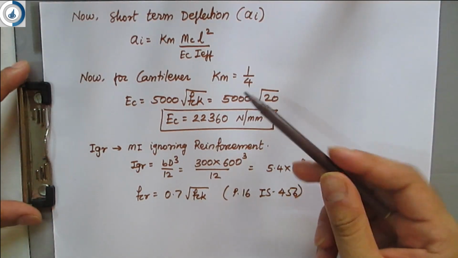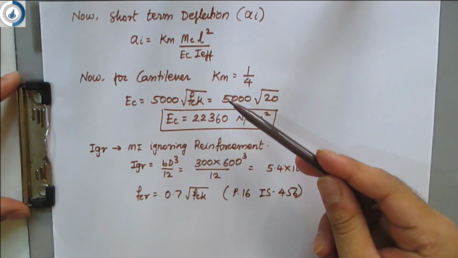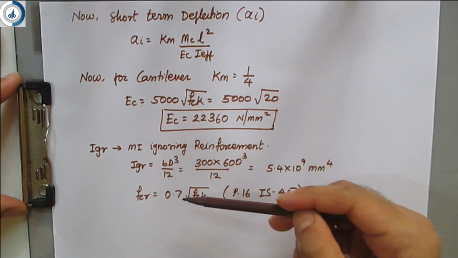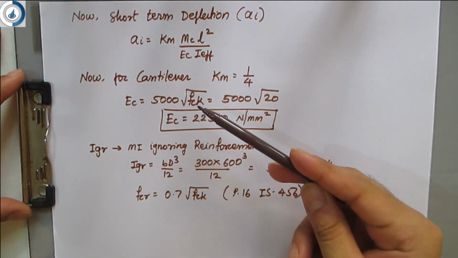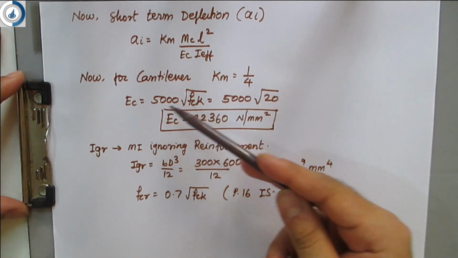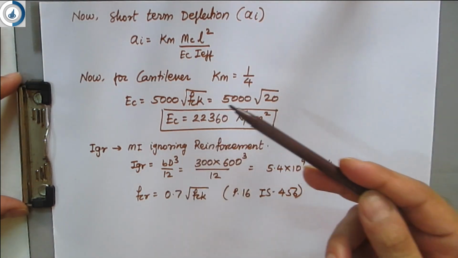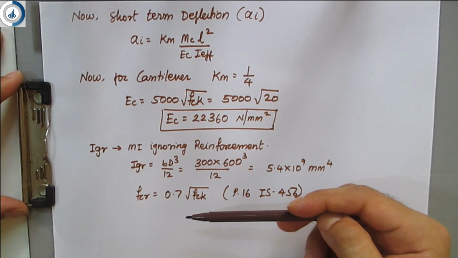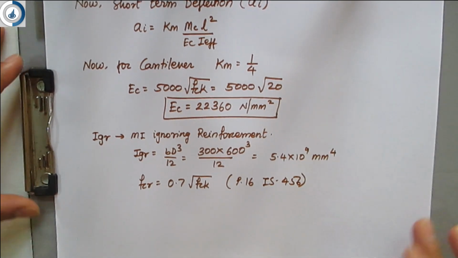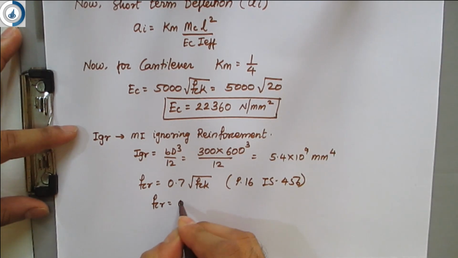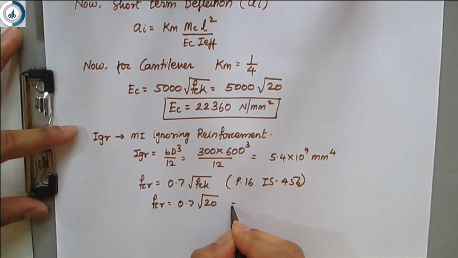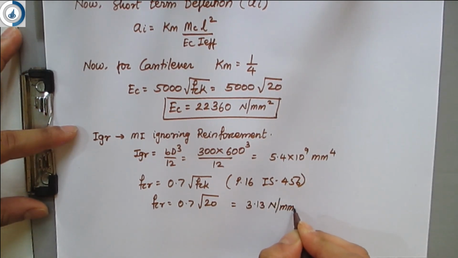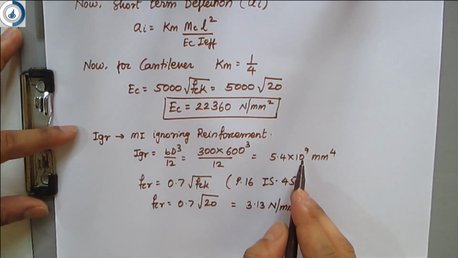So these are the formulas you have to remember, because when you go for competitive examinations or interviews, these are common questions from the RCC chapter. What is the modulus of elasticity for the given grade of concrete? Then you have to remember this formula for solving it in your examinations. So these two formulas you can remember for your preparation for competitive examinations. Then we'll calculate 0.7 root of 20. It gives the value 3.13 Newton per mm square. So this is the flexural strength, and this is the moment of inertia ignoring reinforcement.